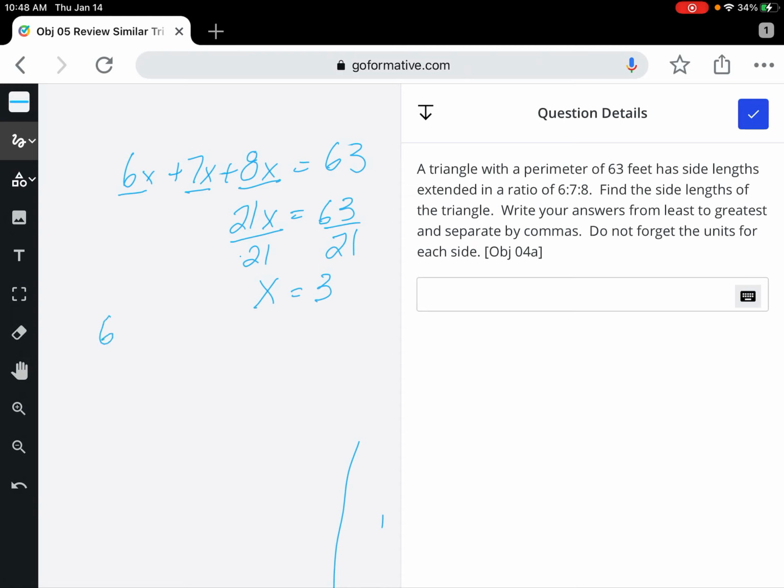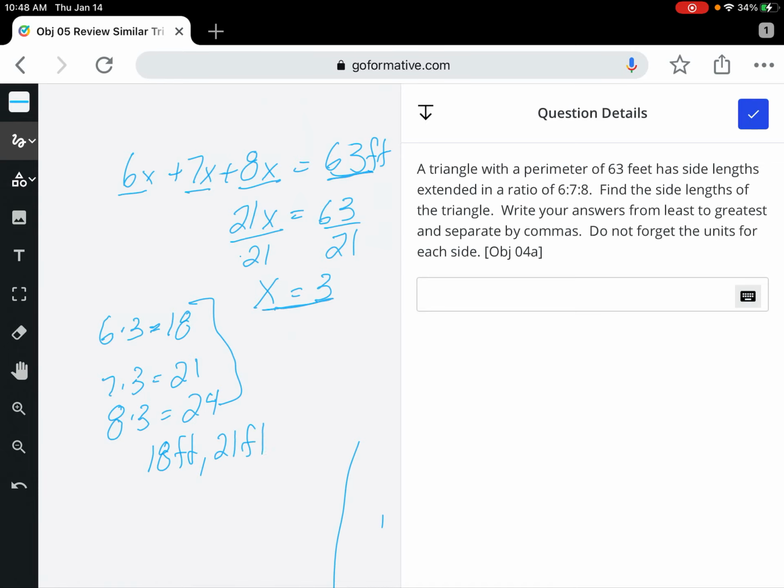So I know one side is going to be 6 times 3, which is 18, 7 times 3, which is 21, and 8 times 3, which is 24. And you can add these just to make sure that they add up to 63. If you did something wrong arithmetically, they won't. It says write from least to greatest. Make sure you have your units. So it was 63 feet. So one side is going to be 18 feet, then 21 feet, then 24 feet.